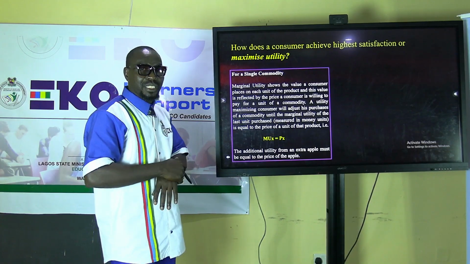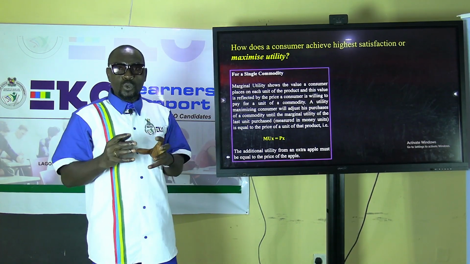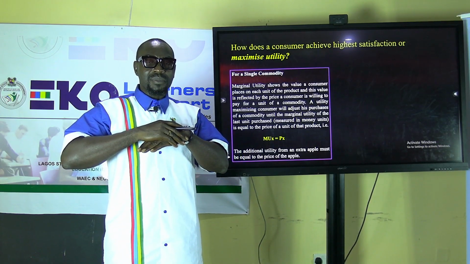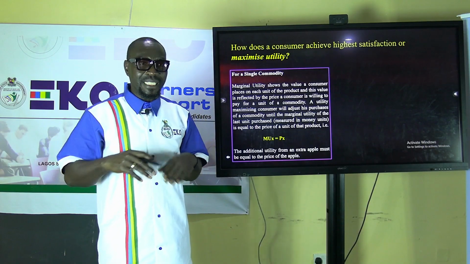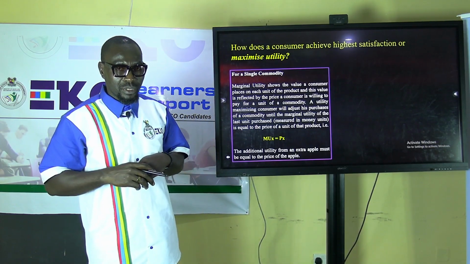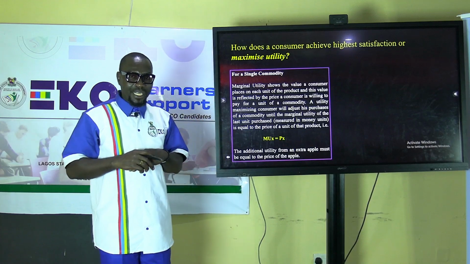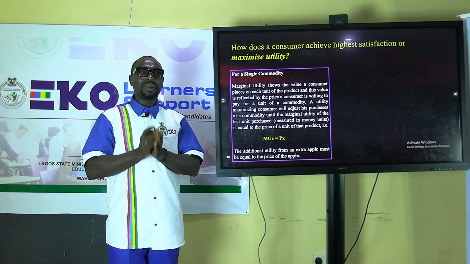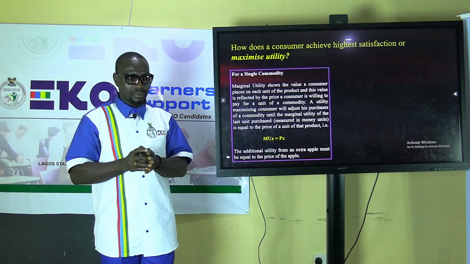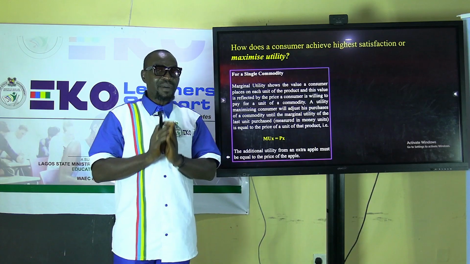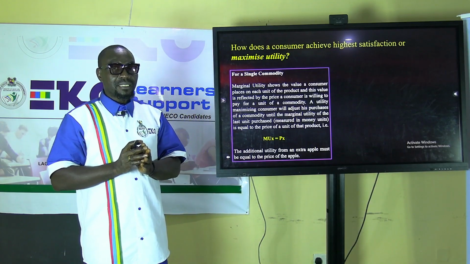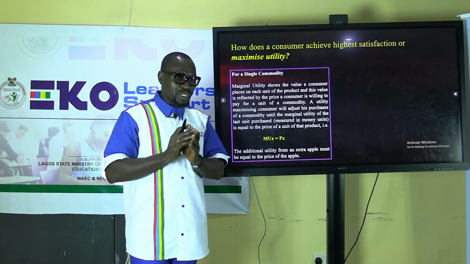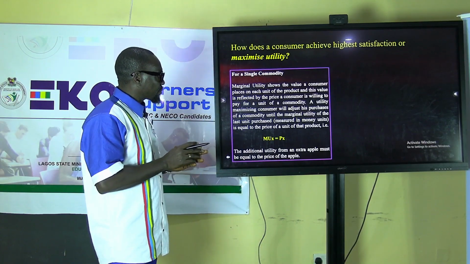So for a single commodity, a consumer achieves equilibrium. Equilibrium means maximum satisfaction or maximum utility or highest satisfaction. And it is at the point where the marginal utility of that product is equal to the price of the product. Utility is maximized when the marginal utility of consuming that product is equal to the price of the product.